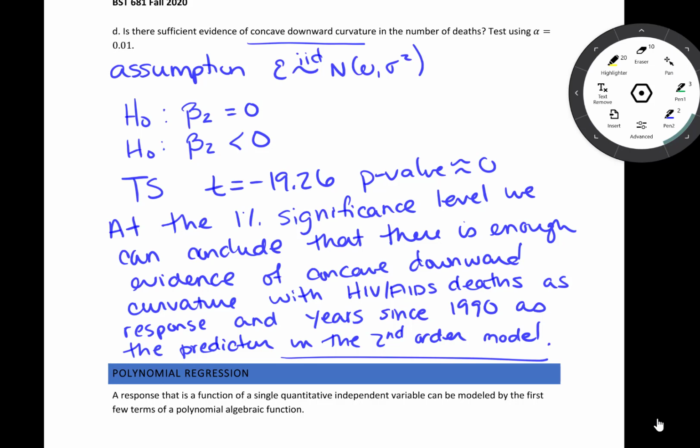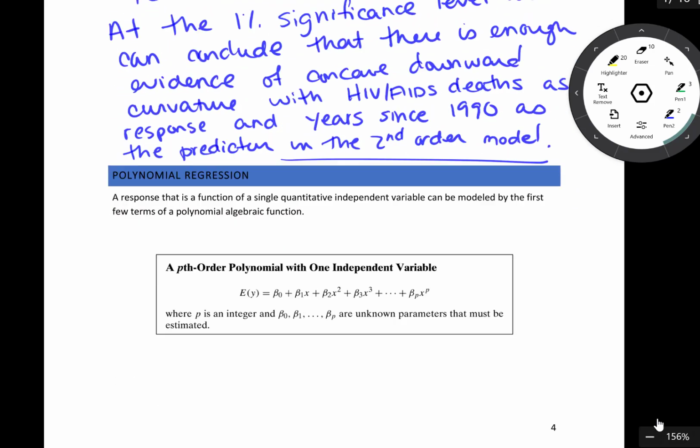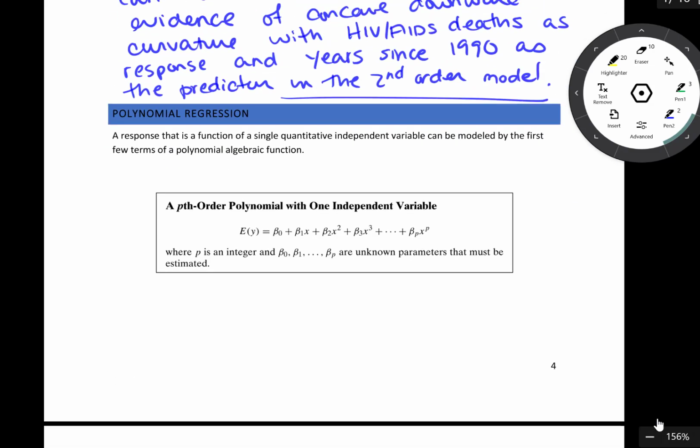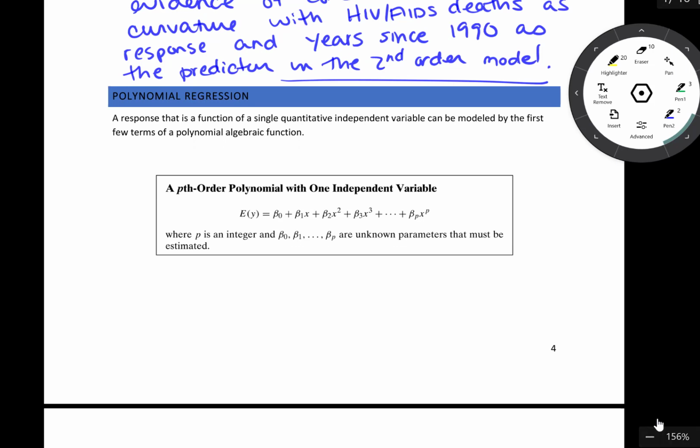Alright, so this model that we just looked at is actually a special case of what is called polynomial regression. A response that is a function of a single quantitative independent variable can be modeled by the first few terms of a polynomial algebraic function. So what do we mean by that? Let's have a look at our model here.